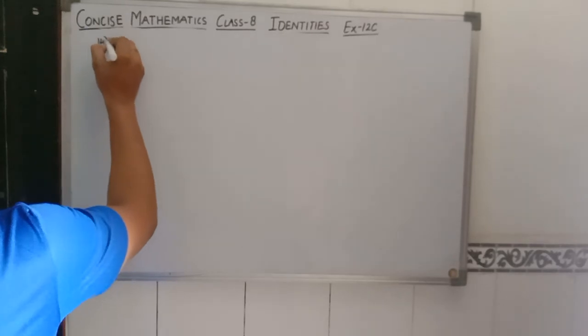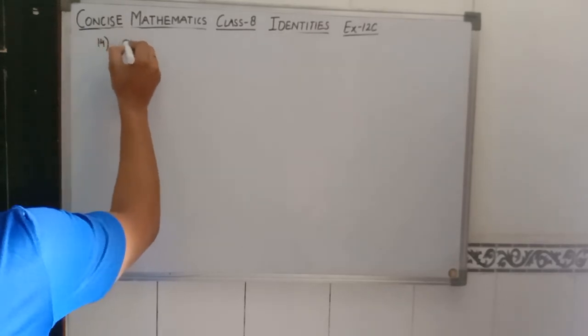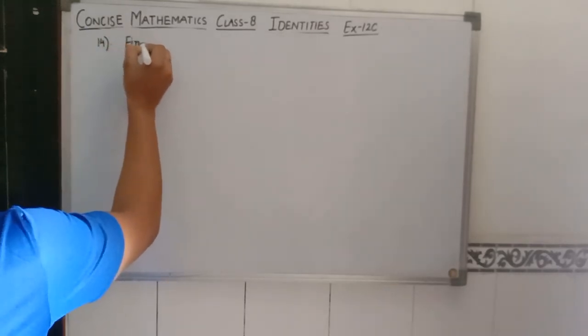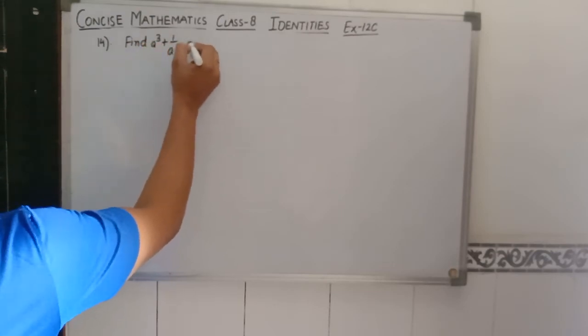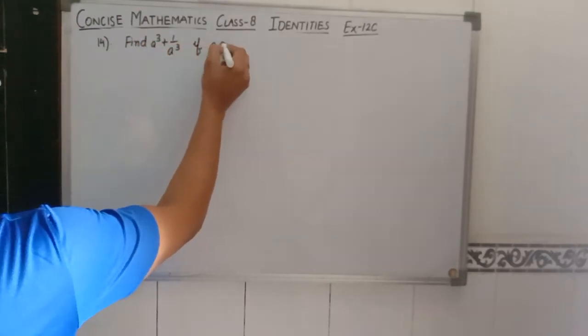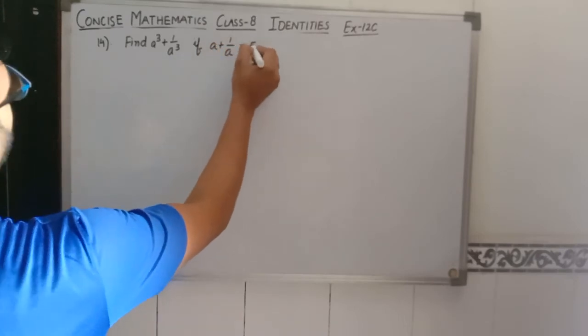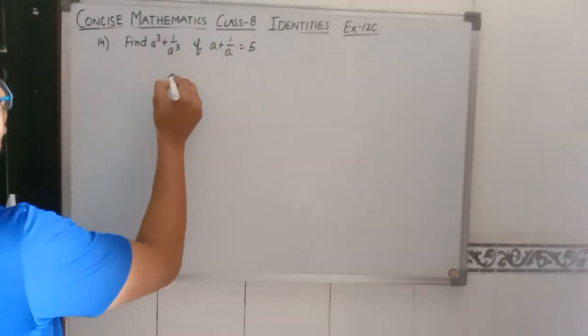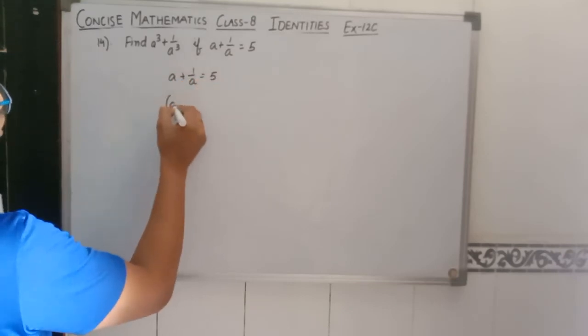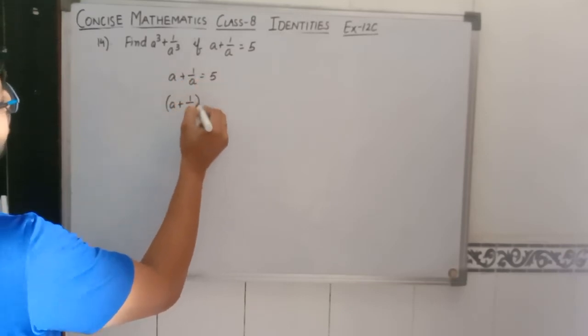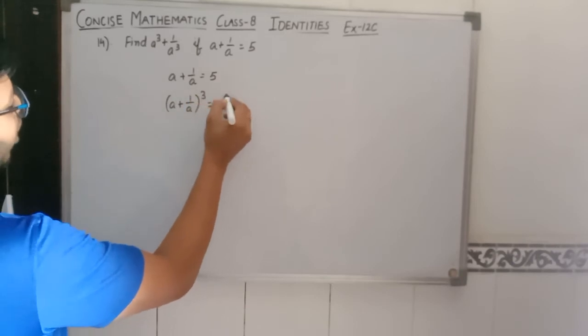In question number 14, the value is given. Find a cube plus 1 upon a cube if a plus 1 upon a is equal to 5. Again the same kind of question. The information is a plus 1 upon a is equal to 5. So just cube both sides. So a plus 1 upon a whole cube is equal to 5 cube.